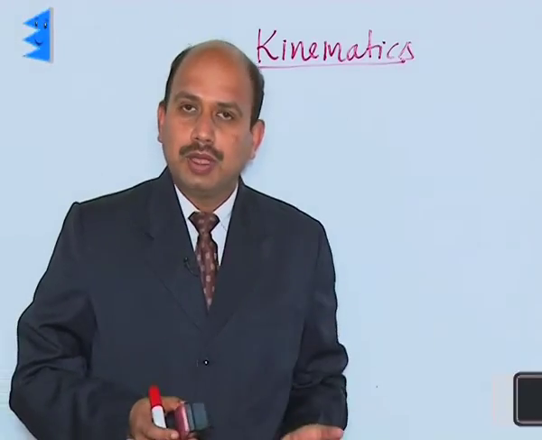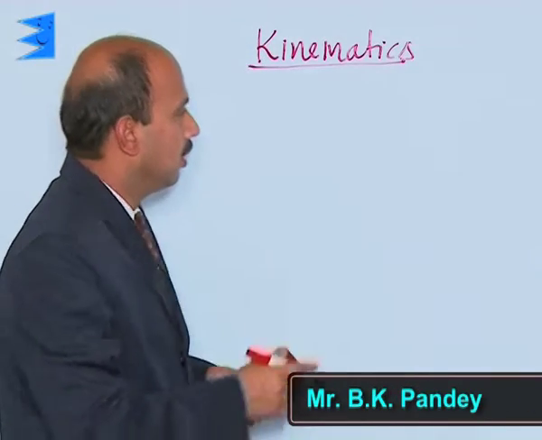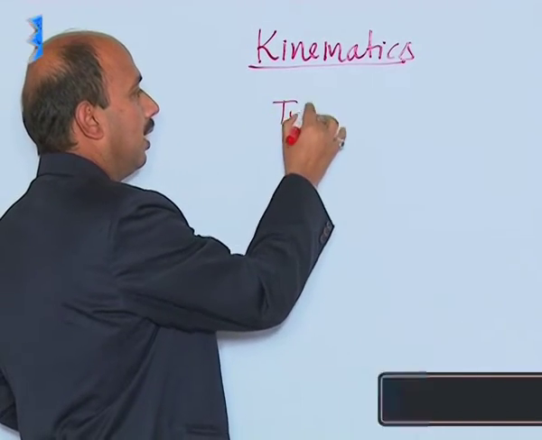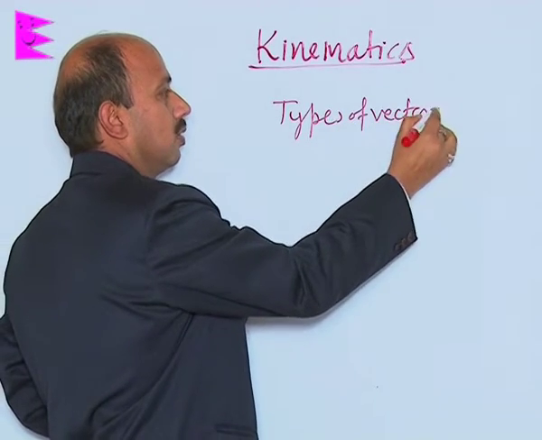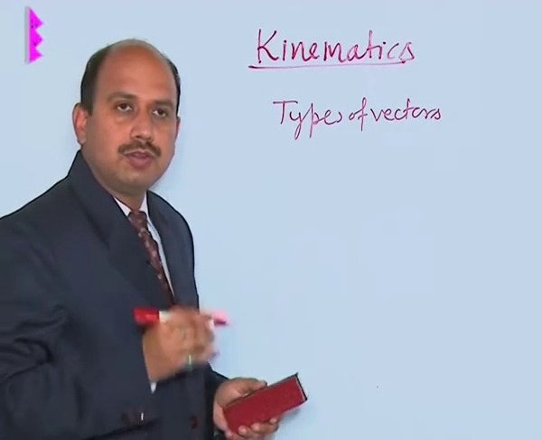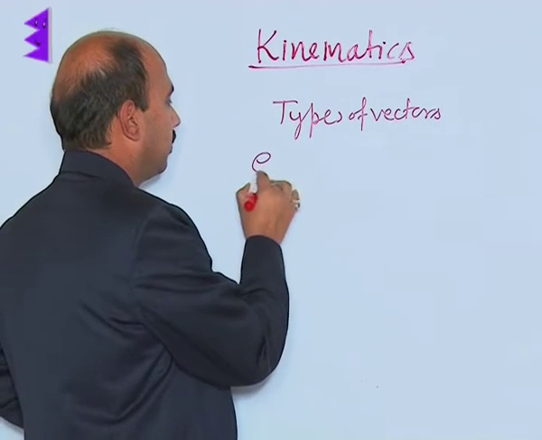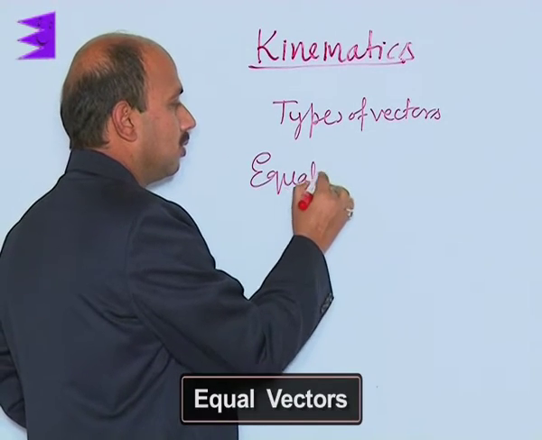So, now we will be doing here different types of vectors. So, here we can write types of vectors. First we can take here equal vectors.